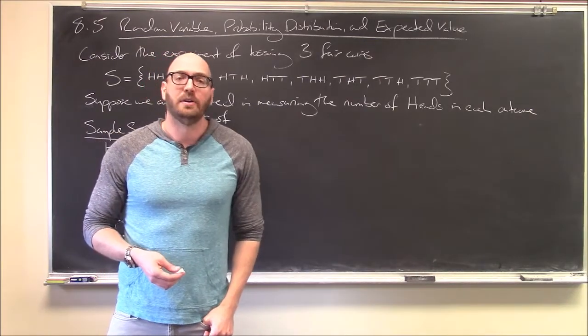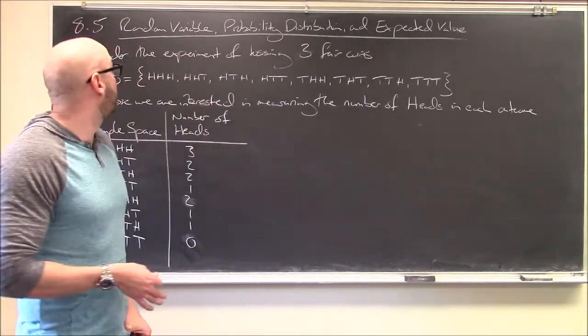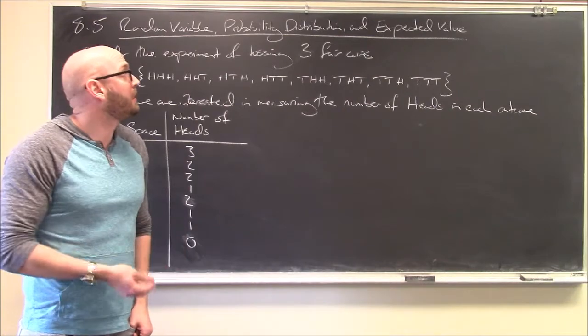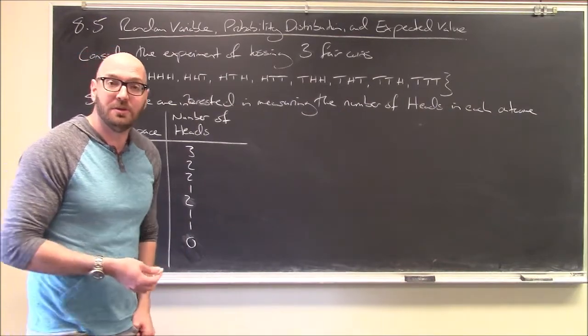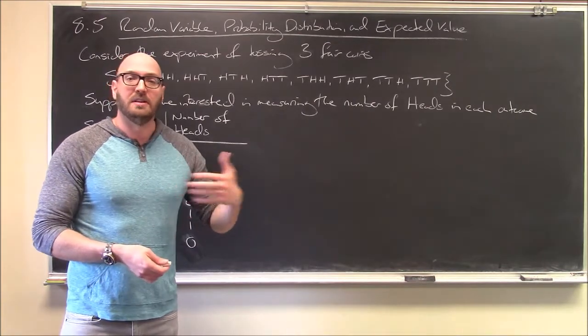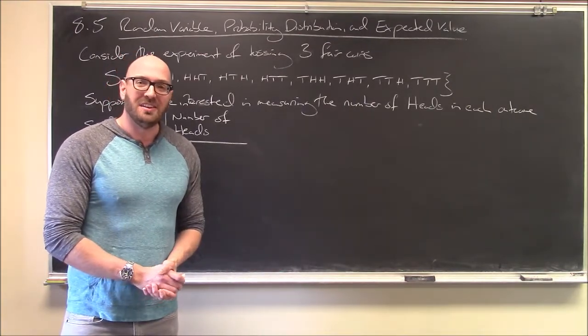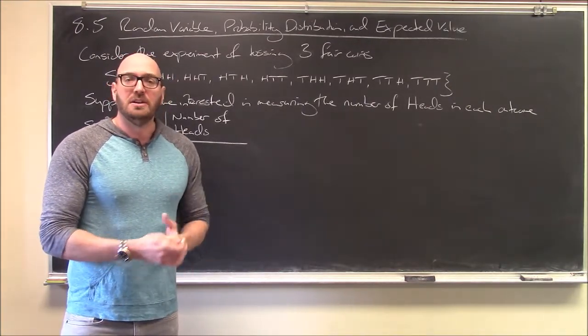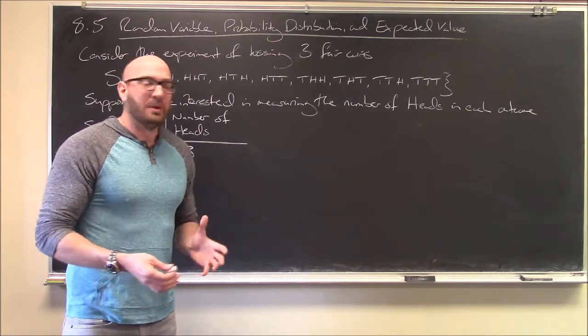Last up, we have our final section on probability. It's section 8.5 on random variable, probability distribution, and expected value. They're all very closely related to each other. They all lead into this concept of expected value, which is essentially the average value of the outcome of an experiment.